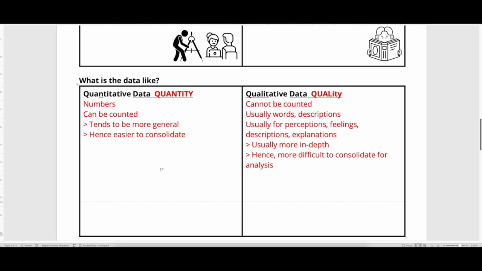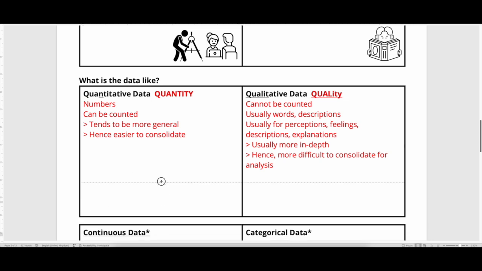Okay, so examples for quantitative data, there's numbers. All right, I can talk about income. Income is something that has numbers, right, that can be counted. I can also talk about the number of something, number of people, number of tourists, number of customers.